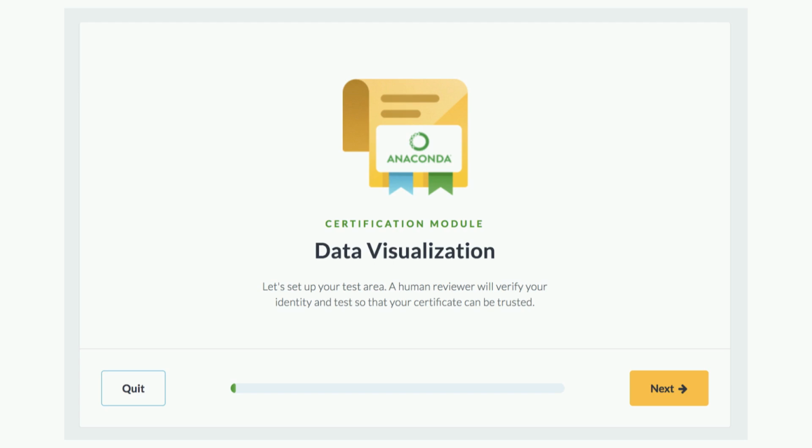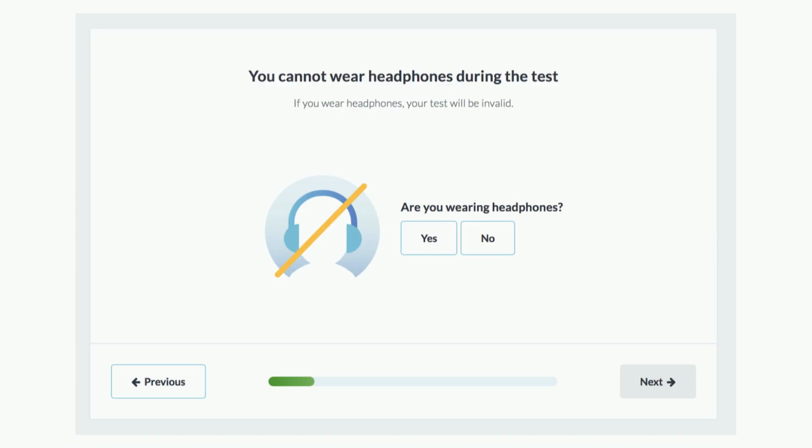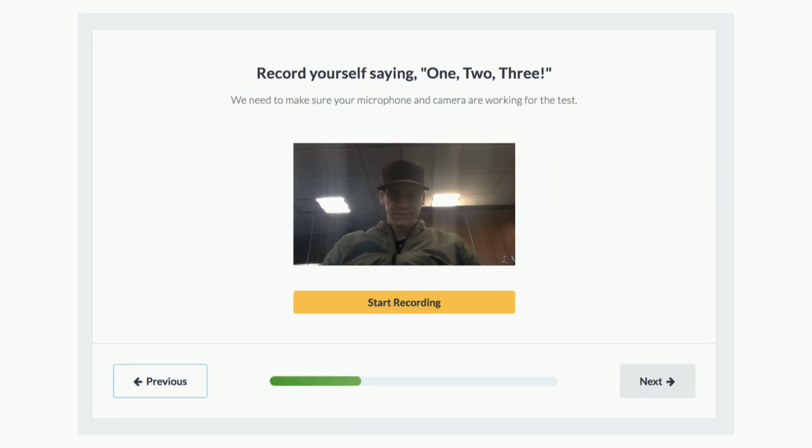First thing we do is set up the environment and do a few security checks. We want to make sure people are not wearing headphones. This was me at the airport very early yesterday morning, looking pretty rough. We asked the person to record themselves saying 1, 2, 3, and then play that back and confirm that they can see and hear themselves properly.